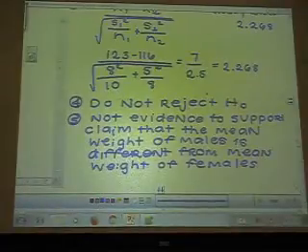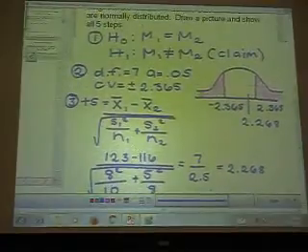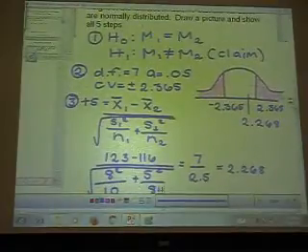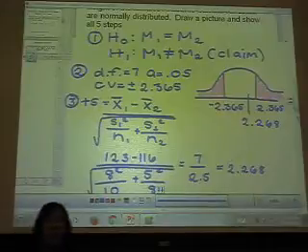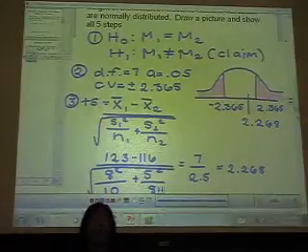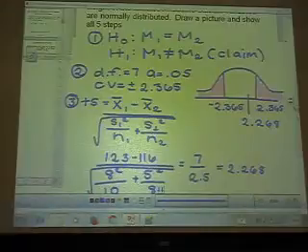So again, remember that you're two-tailed when your claim is equals or not equals. You're one-tailed when your claim is less than, left-tailed, or when your claim is greater than, right-tailed.